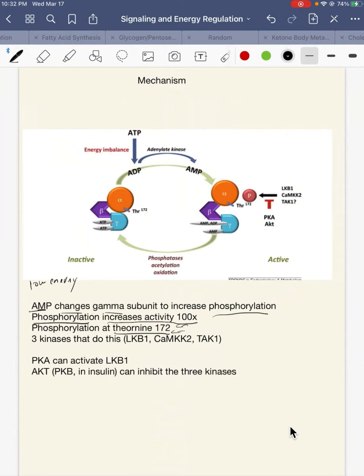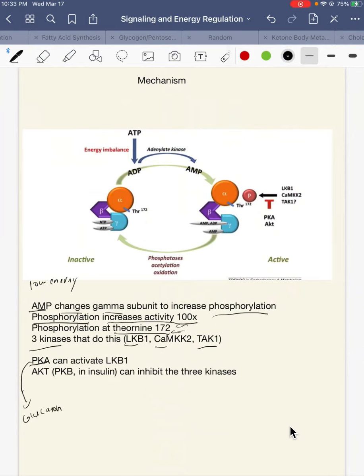so AMP binds, changes the conformation, and then it's allowed to be phosphorylated at threonine 172. This can be done by 3 kinases. So you have LKB1, CAMKK2, and TAK1. Okay, so all of these would come in and activate AMPK once AMP binds. PKA, so let's talk about PKA. Where does PKA come from? So this comes from glucagon.